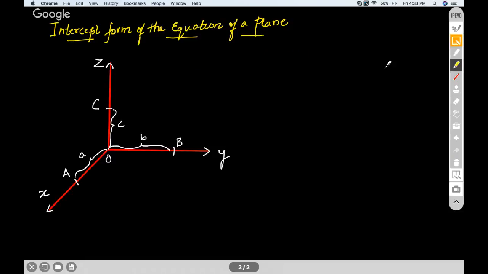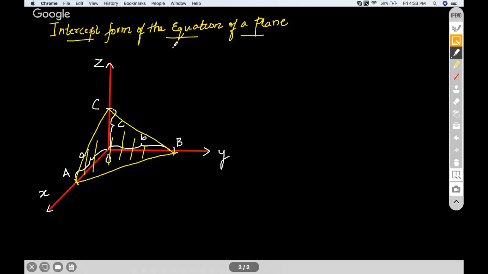Okay. So what I'm going to do is I'm just simply going to join these points A, B, and C just to make you feel the plane which is shown by this surface. Okay. Now I want to get the equation of this plane.